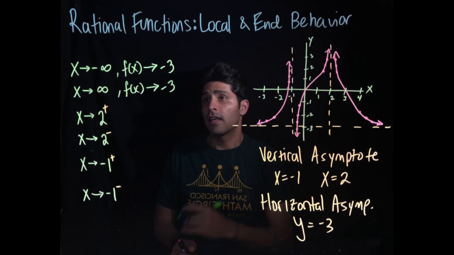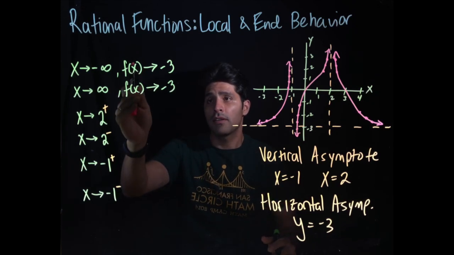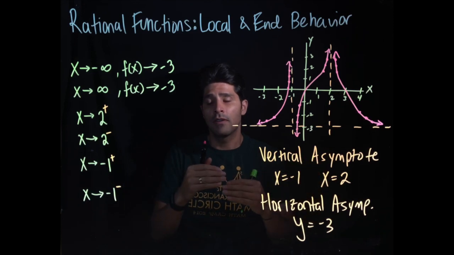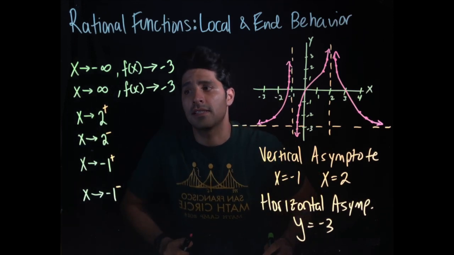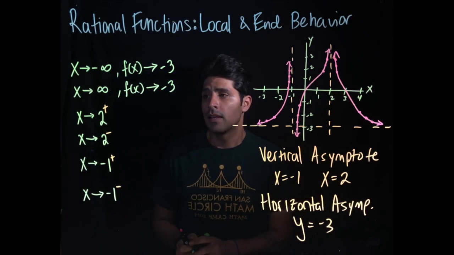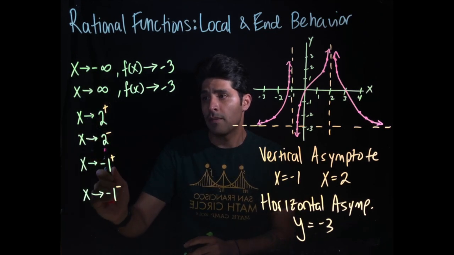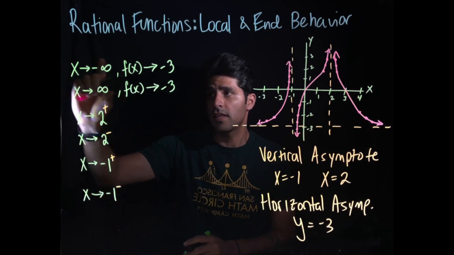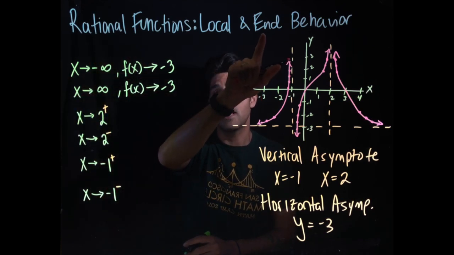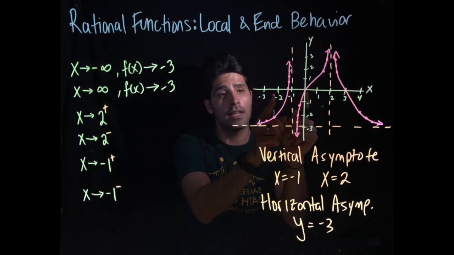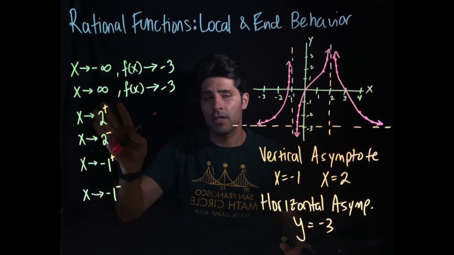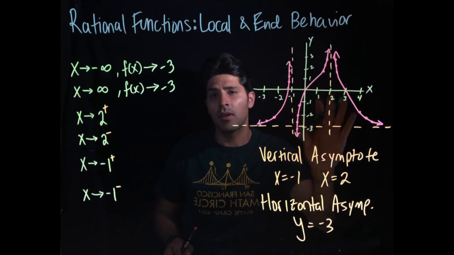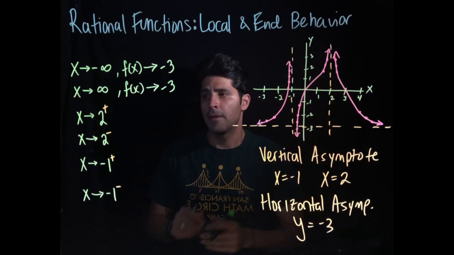So notice that unlike polynomials, this time the y values, the output values, are approaching a number versus just going to positive and negative infinity. It won't be the case in this example. Now I want to talk about this section here. This is what's referred to as the end behavior, because you're analyzing what's happening towards the ends of the graph. Local behavior is what's going on around the middle part of the graph.